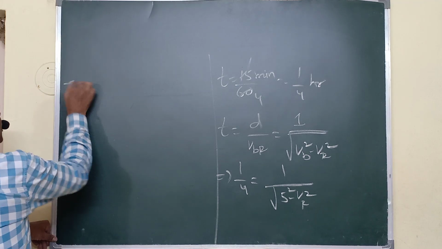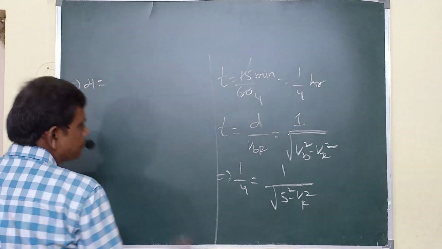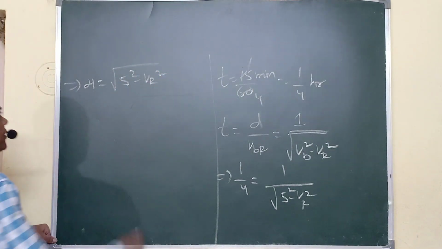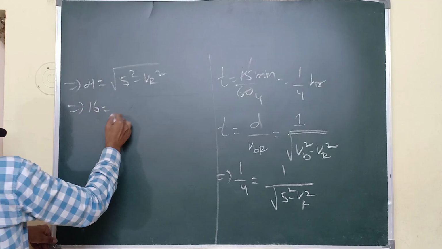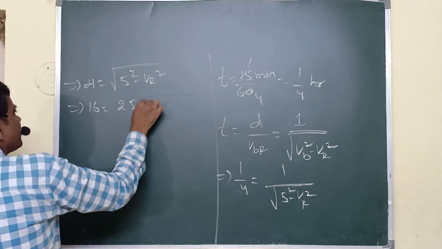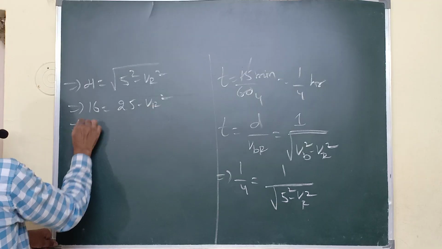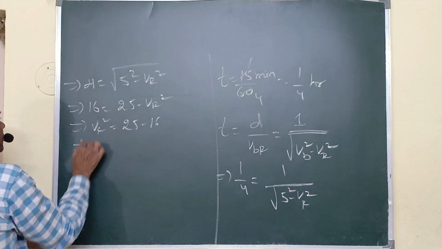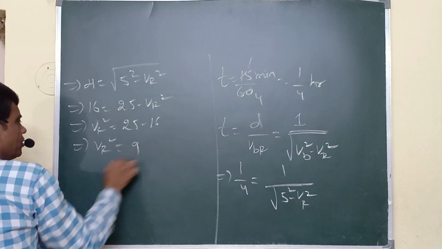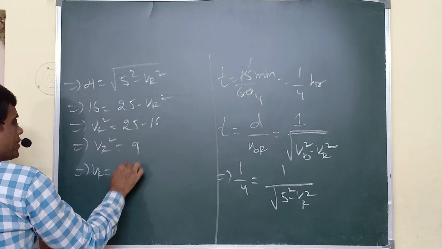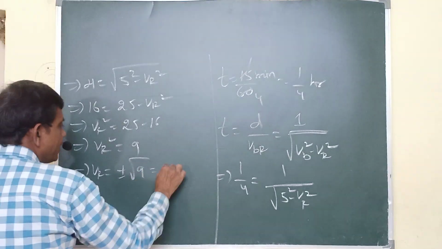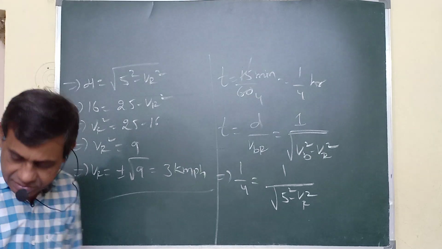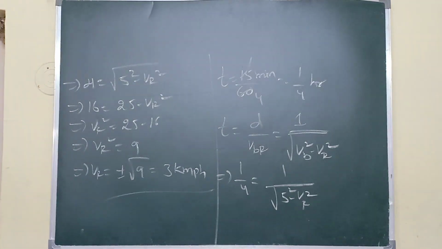This implies 4 equals root 5 square minus VR square. Now I am taking the square on both sides. Then what happens? 16 equals 5 square, 25, minus VR square. VR square comes to this side. So VR square equals 25 minus 16. So VR square equals 9. Now VR equals plus or minus root 9, and we take it as 3 kmph. So this is the velocity of the river. In this way we do shortest path problems.